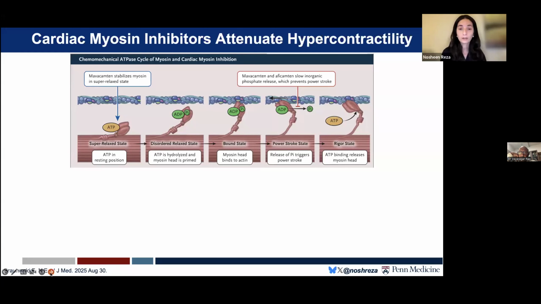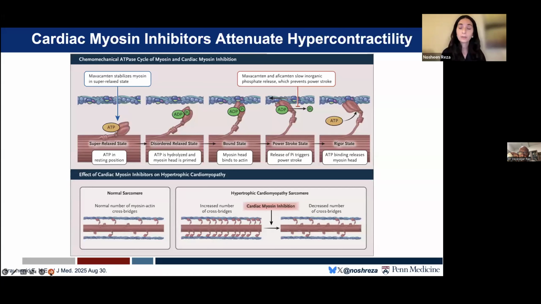And then essentially in the bottom graph, you can see that in normal sarcomere, that's an expected number of actin-myosin cross bridges as an illustrative form. In hypertrophic cardiomyopathy, we have an increased number of cross bridges leading to that increased hypercontractility, but cardiac myosin inhibition essentially decreases the number of these cross bridges, therefore returning the hypertrophic cardiomyopathy heart to more of a normal sarcomere status, reducing that contractility.